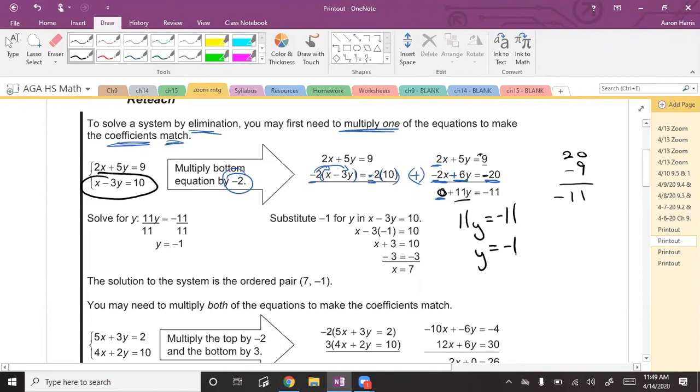Correct? But now what do I do with that? I need to substitute it in. When I substitute it in, use parentheses. Negative 3 times negative 1 is a positive 3. So x plus 3, I subtract the 3, x is equal to 7. So my answer is 7, comma, negative 1.